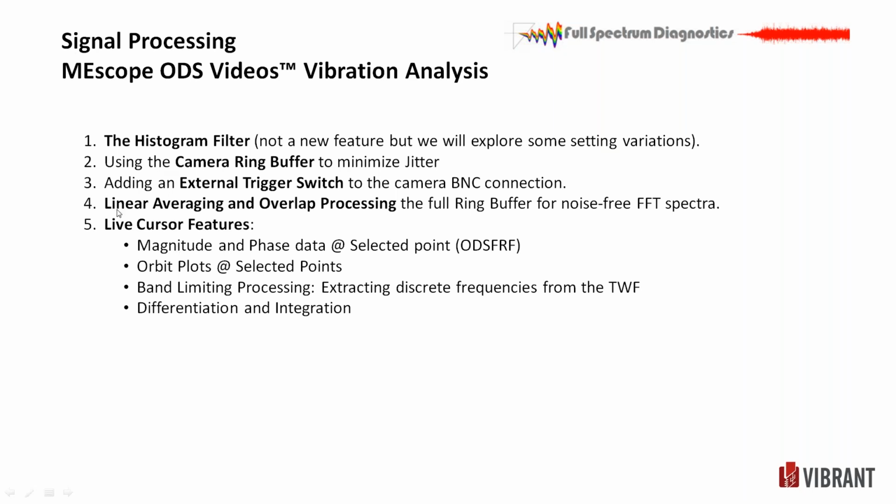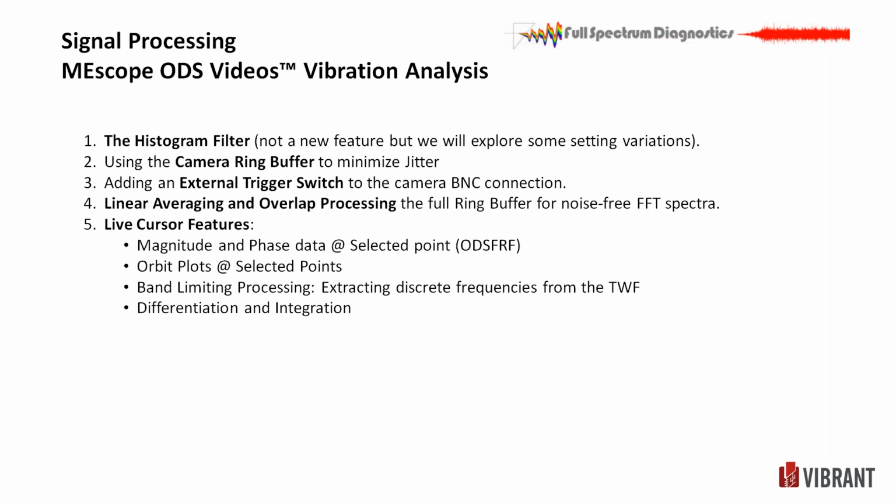Number 4 here is linear averaging and overlap processing. We have a new way of doing data now. Instead of taking a second or two of data, we take it until the buffer is completely full. Once the buffer's full, we can process it better. And it's amazing to see the averaging process. 1 average versus 8 is an order of magnitude better signal processing. And we'll show that to you as we move on.